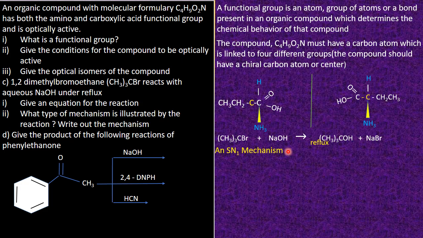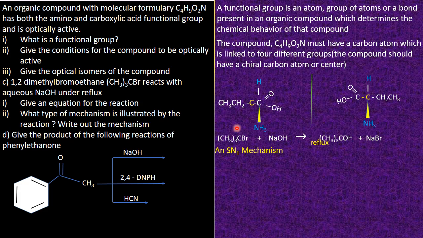Why SN1 mechanism, guys? It is so because in the rate determining step, only one of these species is present. Only this (CH3)3C+ is present. Okay, that is the rate determining step. If it was a primary halogenoalkane, like I said, it is going to undergo an SN2 mechanism because it prevents a carbocation from forming, since it is highly unstable, right?